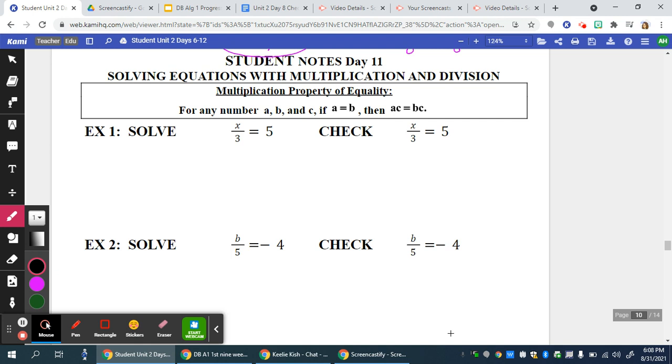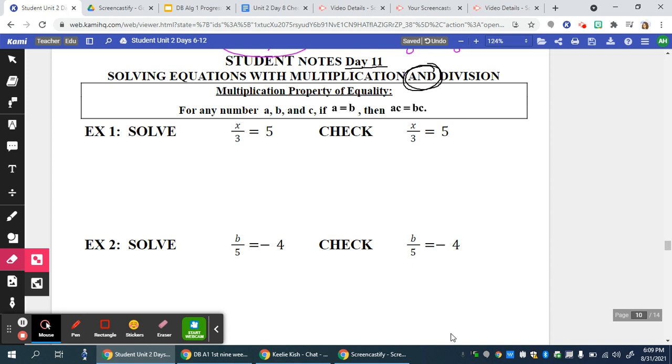Hello, hello. This is Unit 2, Day 11 Notes. Your notes bracket might say Day 13, but this is in fact Day 11. And we are going to be solving equations with multiplication and division.